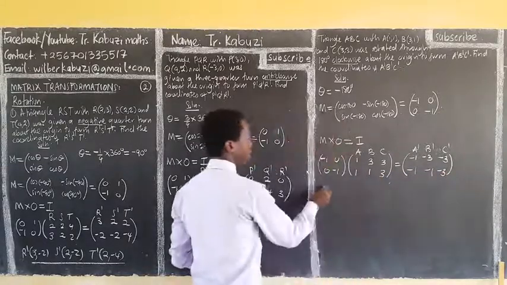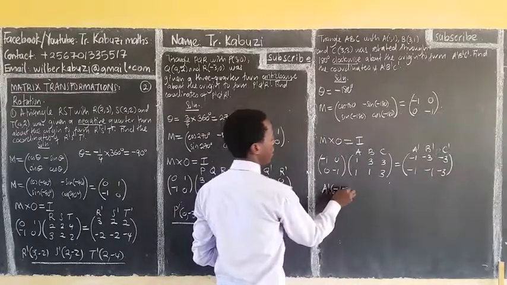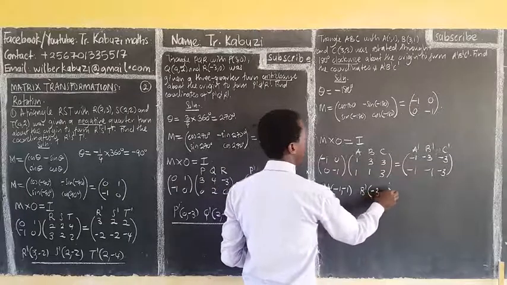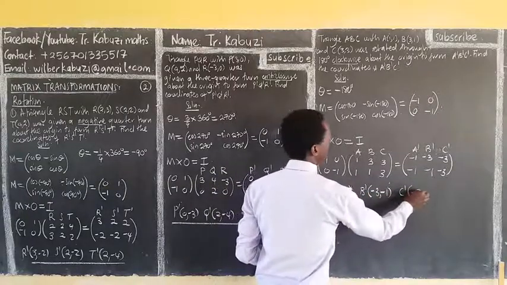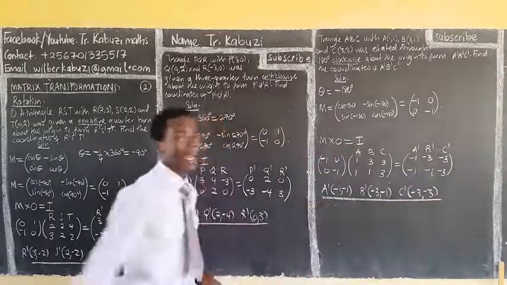And so you are through. Your A prime is going to be negative 1, negative 1, B prime is negative 3, negative 1, and C prime is negative 3, negative 3. And so that becomes the answer.